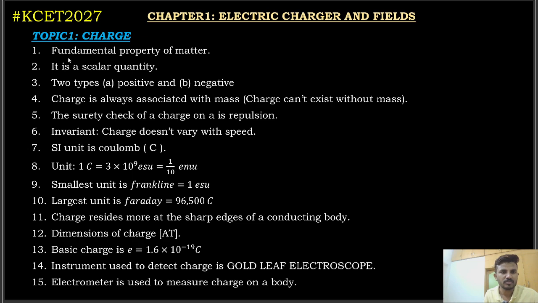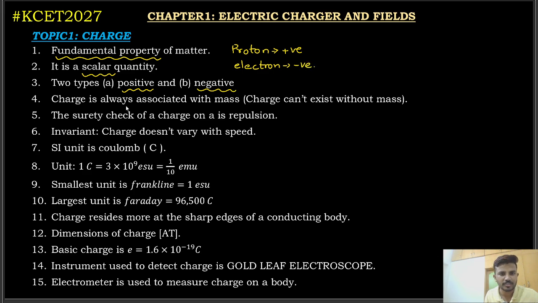So charge is a fundamental property of matter. Just like mass, charge is a fundamental property and it is a scalar quantity. Do remember, we have two types, positive and negative. For example, if you take a proton, it is positive, and if you take an electron, it is considered negative.